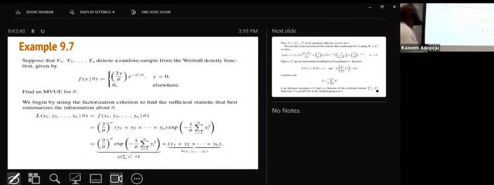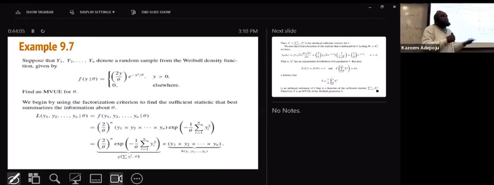Now, let's take a look at the next distribution. Suppose y1 up to yn, we got this distribution, Weibull density. Now, find a minimum variance unbiased estimator for theta. What am I going to do? I can decide to go by way of Blackwell theorem, then I need to get my sufficient statistic using Fisher-Neyman factorization. Okay, we've done this. Any question?